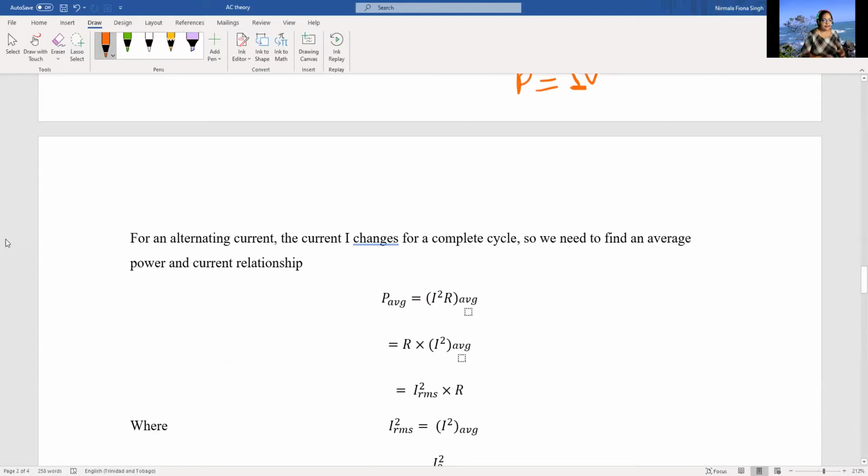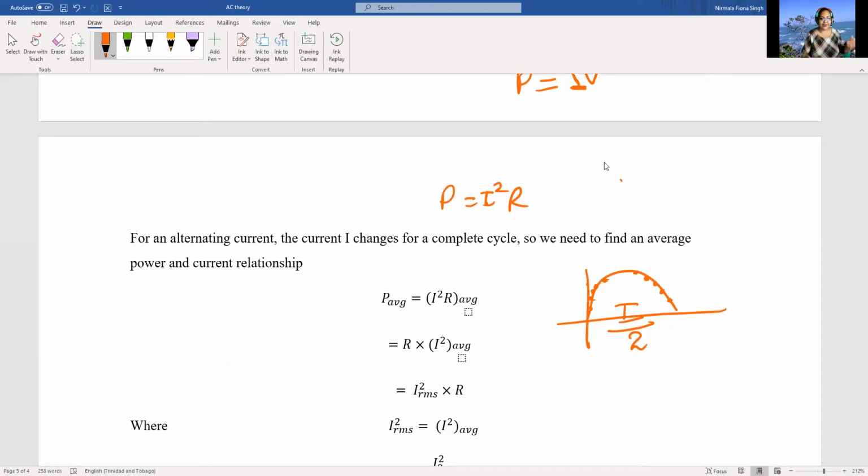For an alternating current, the current I changes for a complete cycle, so we need to find the average power and current relationship. So let's wrap our minds and brains around this. What we can do, if this is our positive cycle, means if we take the average of any two points, right? If we take the positive curve and we want to find the average of any two points in that curve, right? Equal points. How do you find average? You add up your two values, right? And you divide it by two. So this is what we're going to do. If I want to find my average power, it's going to be the average of I squared R. Just to recall, power is equal to I squared R.